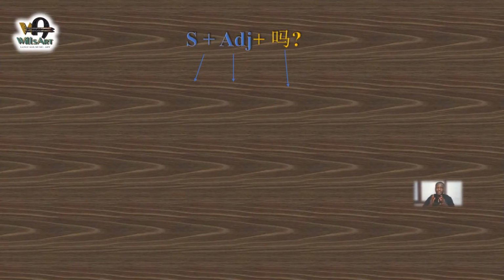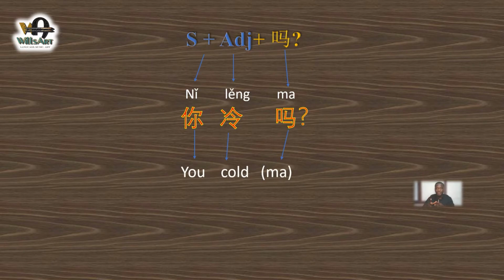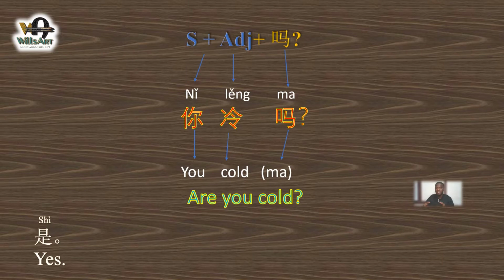Another form is the subject, the adjective, and ma. For example, you have 你冷吗? 你 is the subject, 冷 is the adjective, and ma is the question. So 你 means you, 冷 means to be cold. So you're cold. But if you add ma at the end of the sentence, it means are you cold? And you can answer by saying 是, which means yes. Or you can answer by saying 冷, which means yes. Although 冷 means cold, in this answer it means yes.